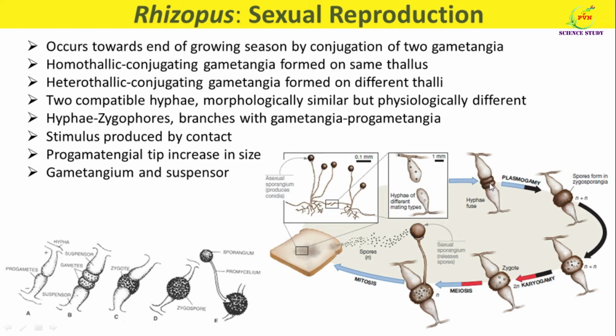A transverse wall appears in each progametangium near its tip, resulting in the terminal gametangium and the proximal suspensor. So this is the suspensor and this is the gametangium. Here also you can see the suspensor and gametes. These gametes may be similar in size or dissimilar.